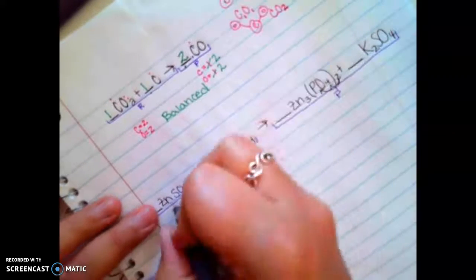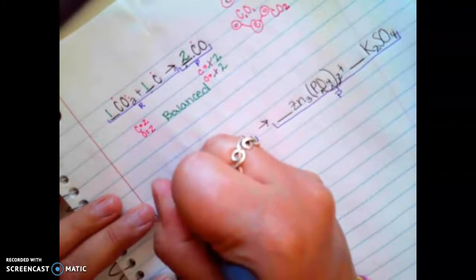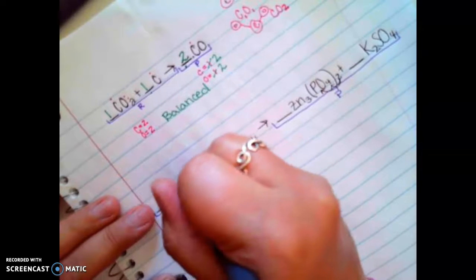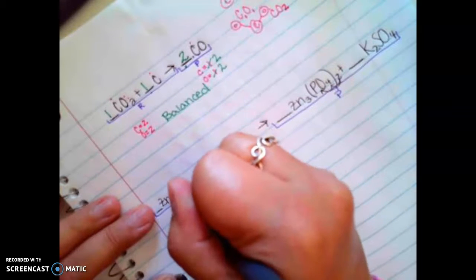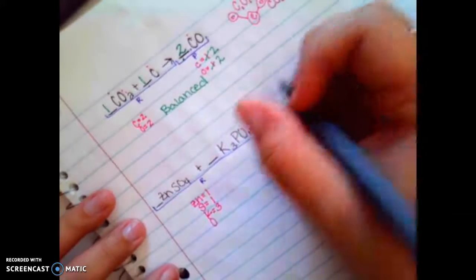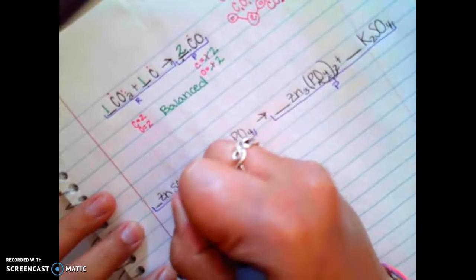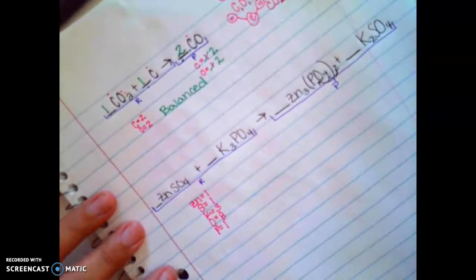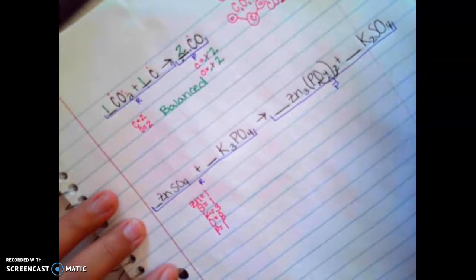So we know we have zinc here. I've only got 1 zinc. We've got sulfur, potassium, and oxygen. I've got 1 sulfur. I've got 3 potassiums, or Ks. And I also have phosphorus. I missed that one. I have 1 phosphorus. And I have 8 total oxygen. So this one is a doozy.